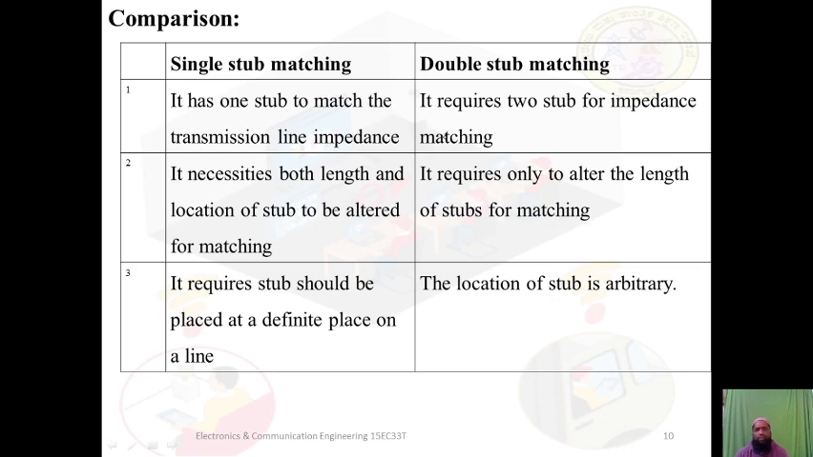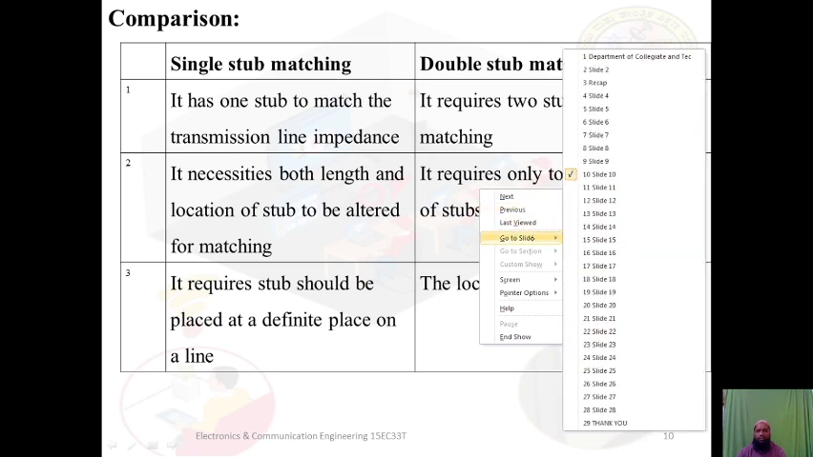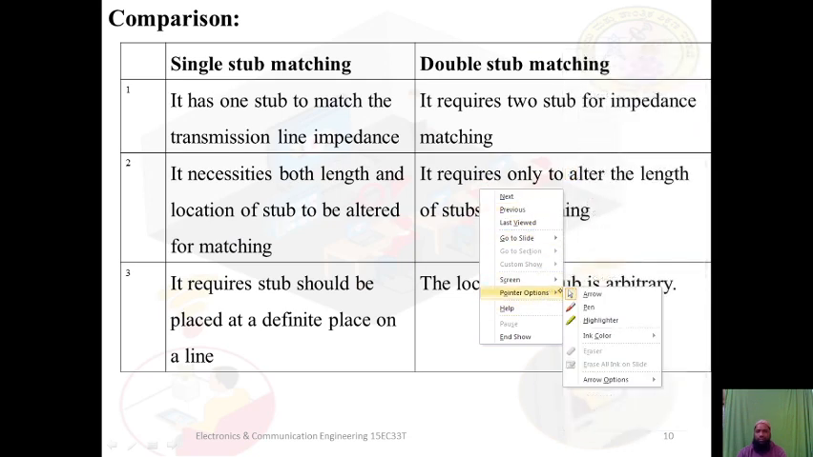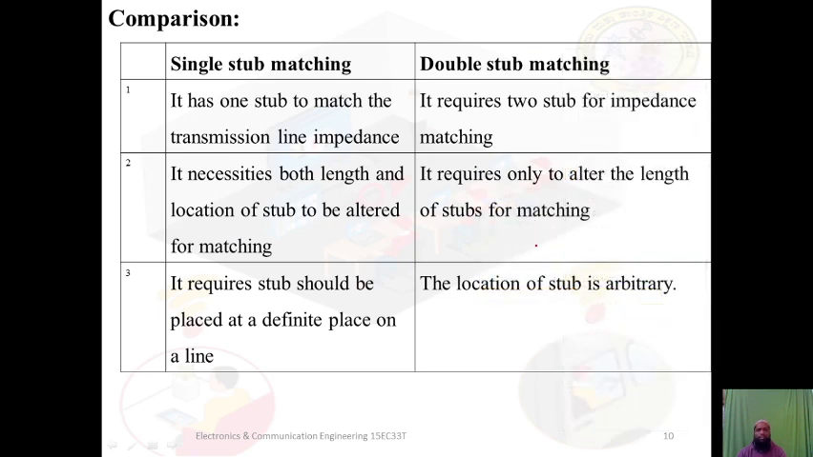So this is a comparison between single stub matching and double stub matching. So what are the points here? The first point is single stub matching. It has one stub to match the transmission line impedance. And the double stub matching has 2 stubs. Okay. So it necessitates single stub matching. Second point, it necessitates both length and location of stub to be altered for matching.